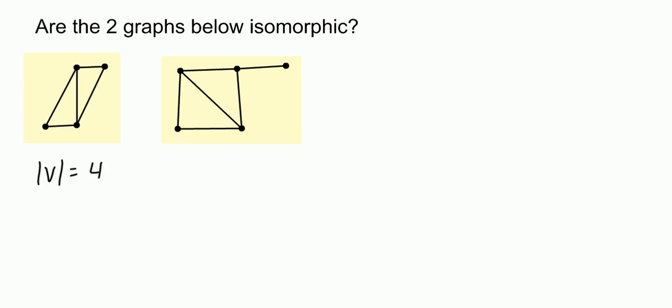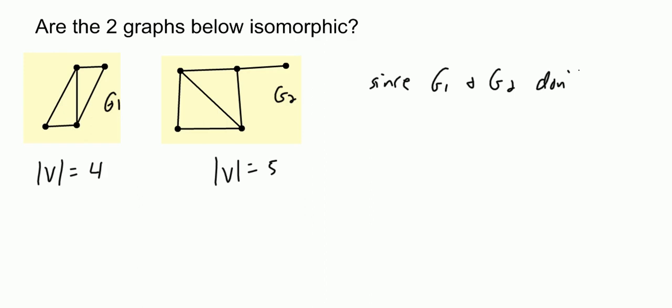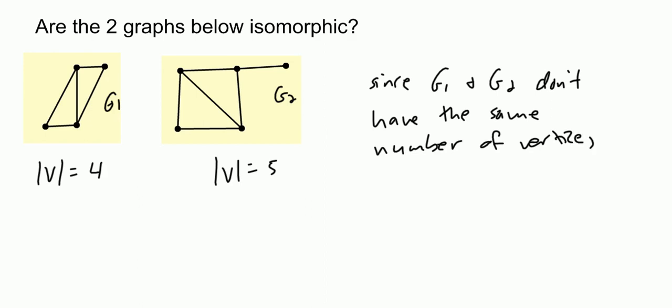The size of the set of vertices over here is 4. The size of the set of vertices over here is 5. We'll call this again G1 just for name reference, and G2. Since G1 and G2 don't have the same number of vertices, they can't be isomorphic.